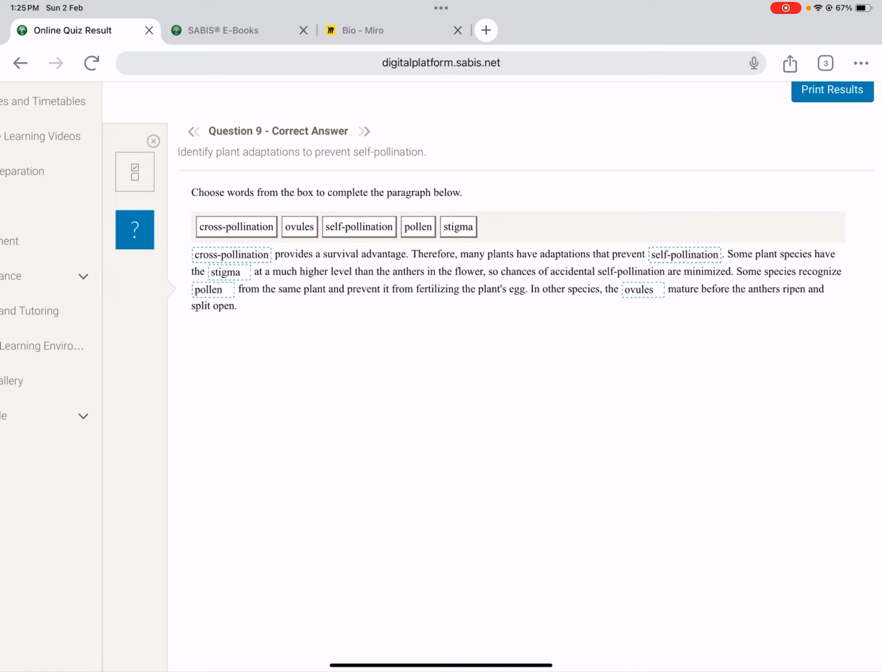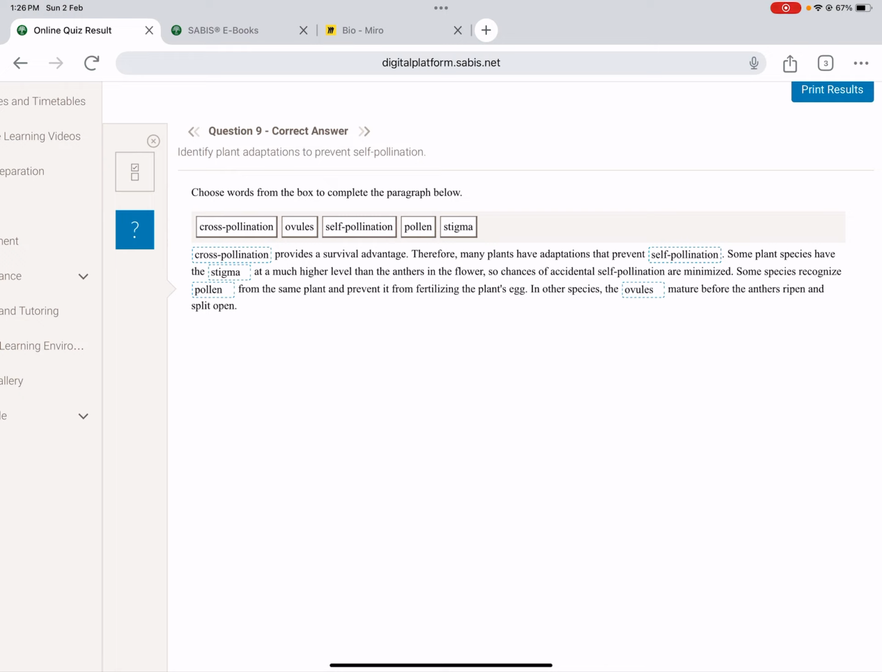Okay, cross-pollination provides a survival advantage. Therefore, many plants have adaptations that prevent self-pollination. Some plant species have the stigma at a much higher level than the anthers in the flower, so the chances of accidental self-pollination are minimized. Some species recognize pollen from the same plant and prevent it from fertilizing the eggs of the same plant. In other species, the ovules mature before the anthers ripen and split open.